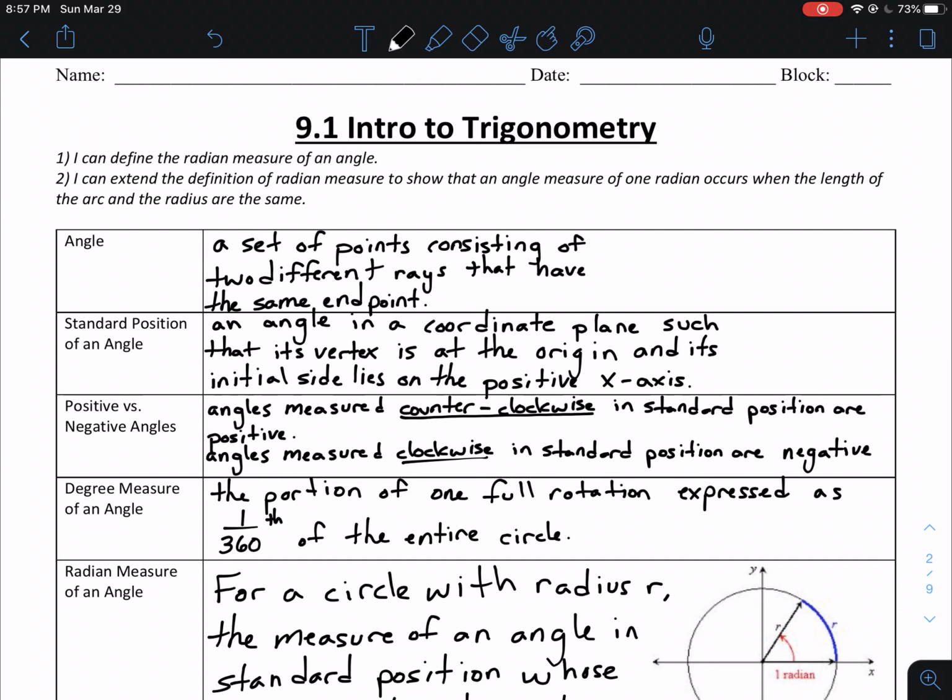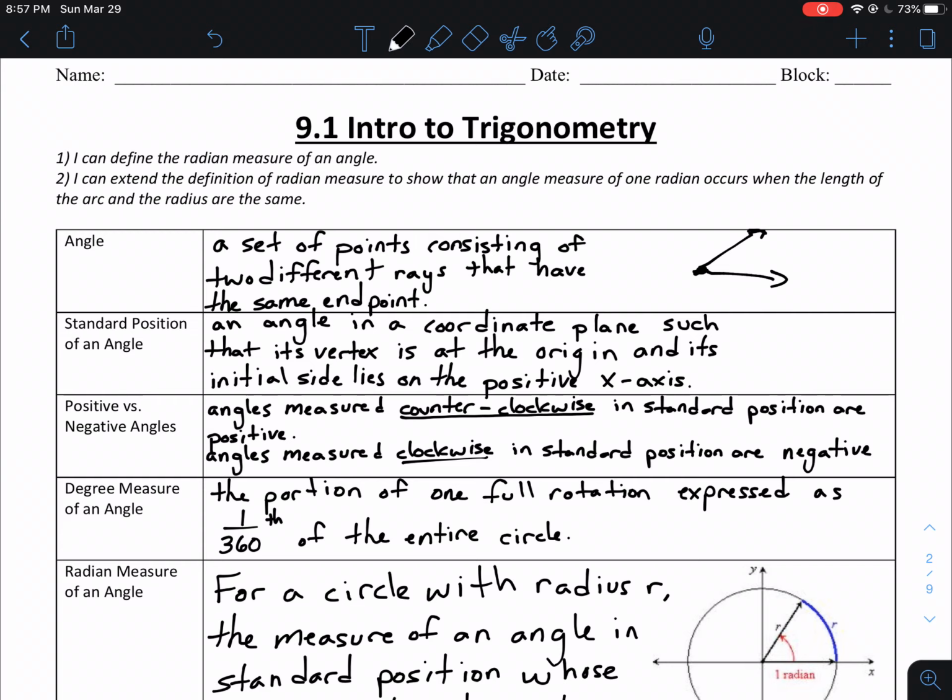So intro to trigonometry. First definition we're going to start with is an angle. So the definition of an angle is a set of points consisting of 2 different rays that have the same endpoint. Visually what that looks like, I'm sure you're familiar with what an angle looks like. Keep in mind a ray is a point and then half of a line extending in one direction. So an angle is just 2 of those. So it's 2 rays, common endpoint.